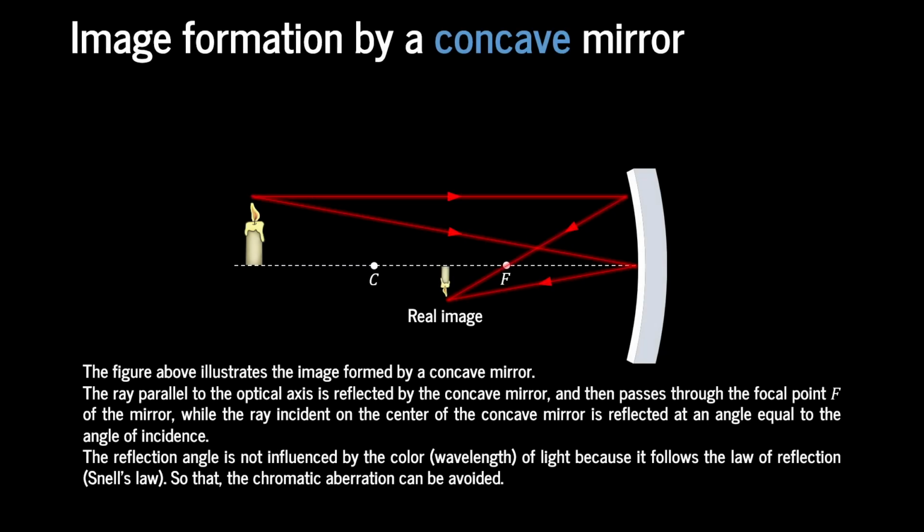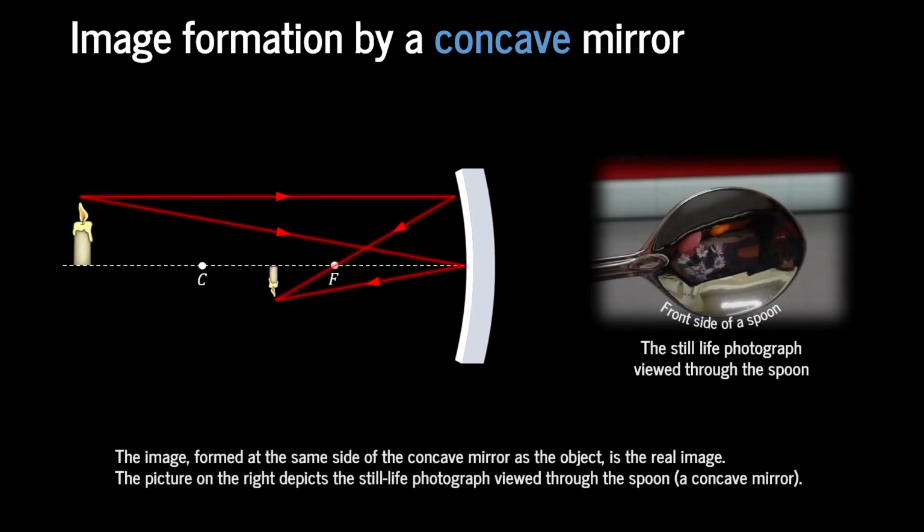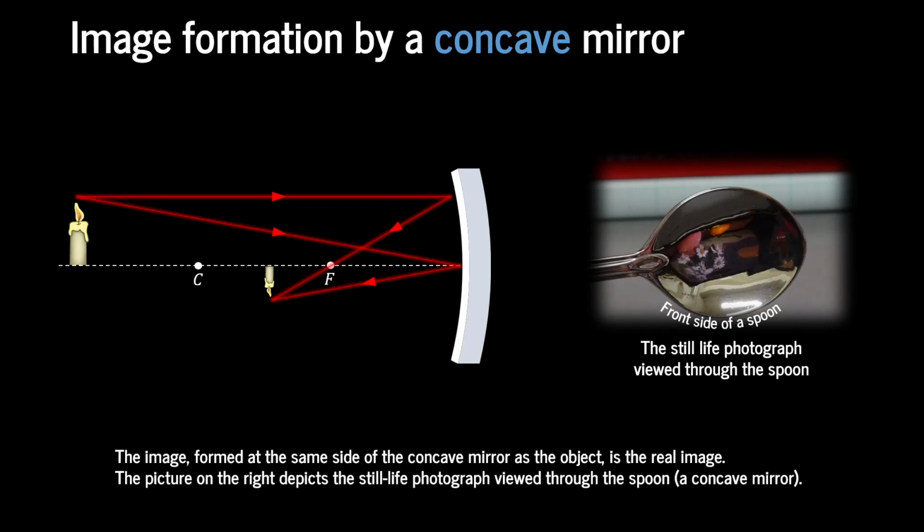The figure above illustrates the image formed by a concave mirror. The ray parallel to the optical axis is reflected by the concave mirror and then passes through the focal point F of the mirror, while the ray incident on the center of the concave mirror is reflected at an angle equal to the angle of incidence. The reflection angle is not influenced by the color, wavelength, of light because it follows the law of reflection, Snell's law. So, the chromatic aberration can be avoided. The image, formed at the same side of the concave mirror as the object, is the real image. The picture on the right depicts the still life photograph viewed through the spoon, a concave mirror.